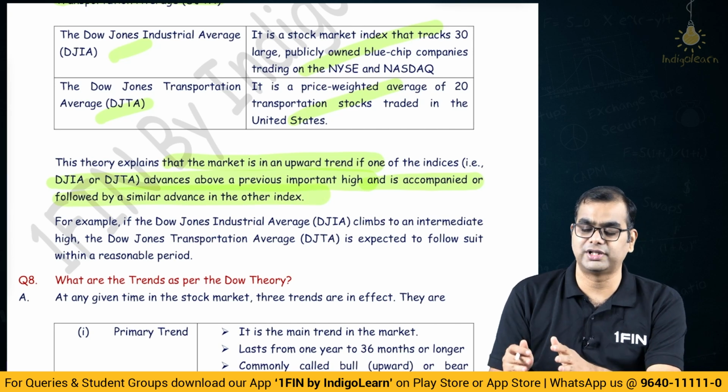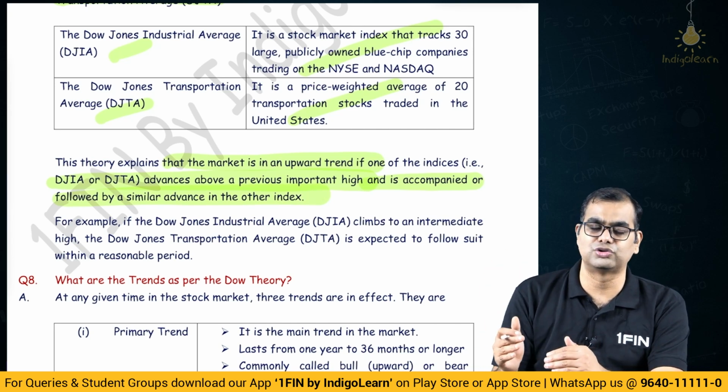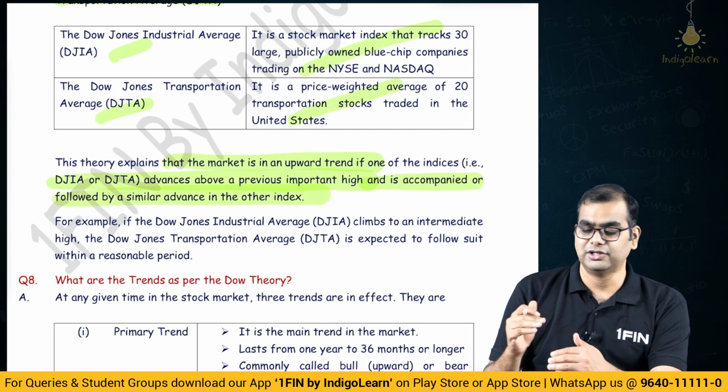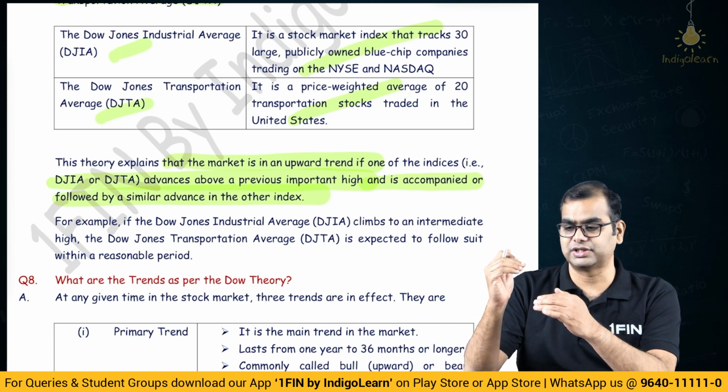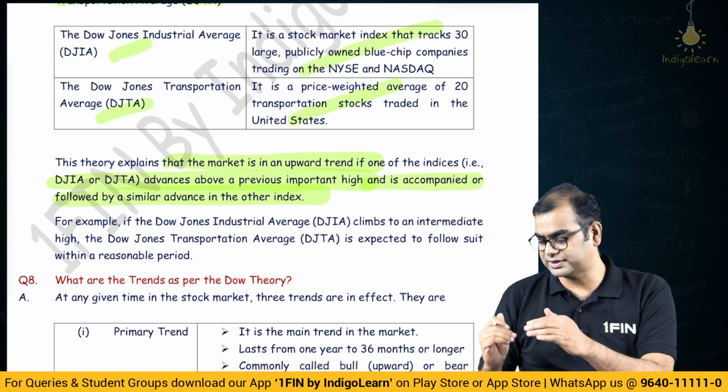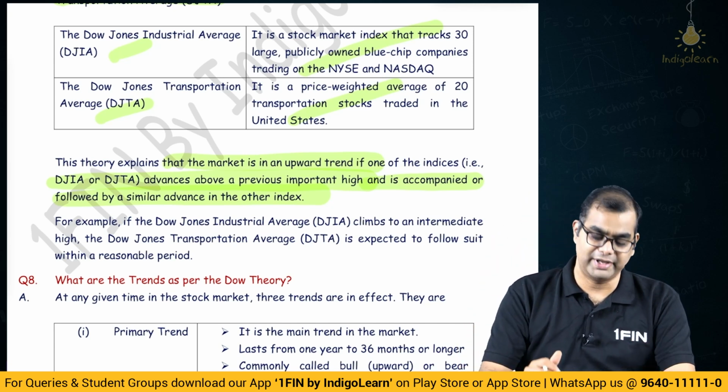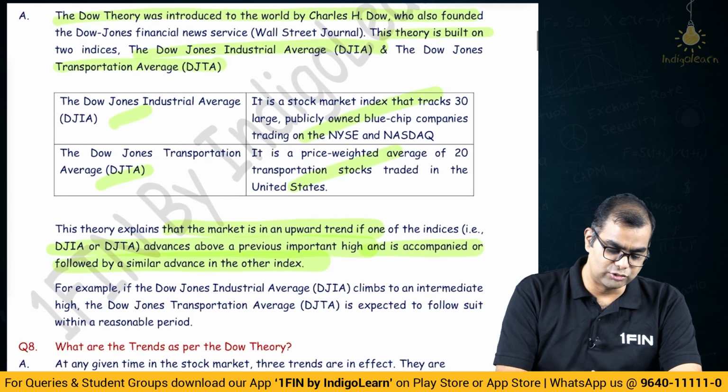So basically, if they move together, if one of them moves and the other one follows suit, then market is in a trend. So if one of them moves up, other also follows, then it is in a bull trend. If one of them falls and other is also falling, the market is in a bearish trend. So this basically is the Dow Jones theory.